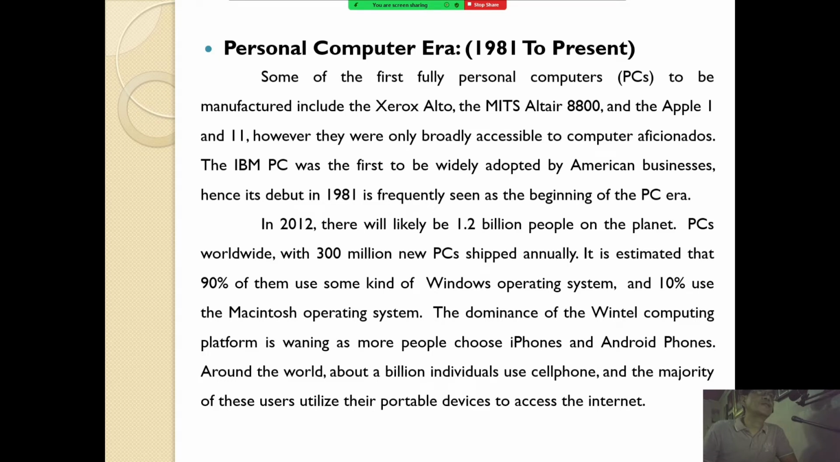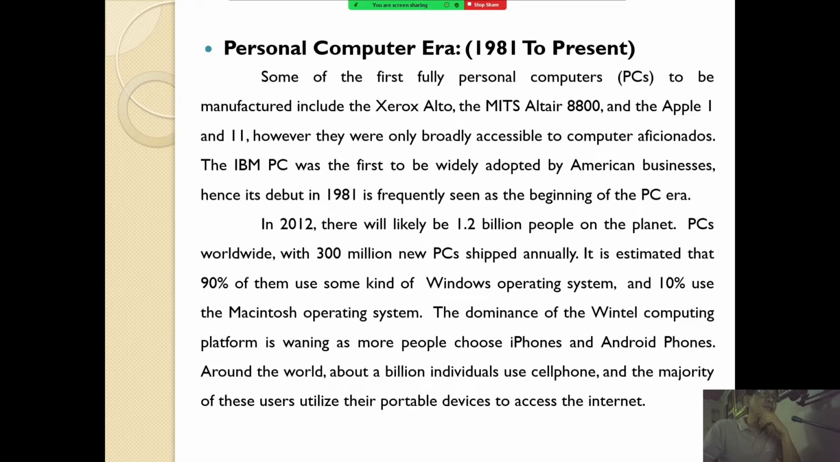Some of the first fully personal computers to be manufactured include the Xerox Alto, the MITS Altair 8800, and the Apple I and Apple II. However, they were only broadly accessible to computer aficionados. The IBM PC was the first to be widely adopted by American businesses. Hence, its debut in 1981 is frequently seen as the beginning of the PC era.